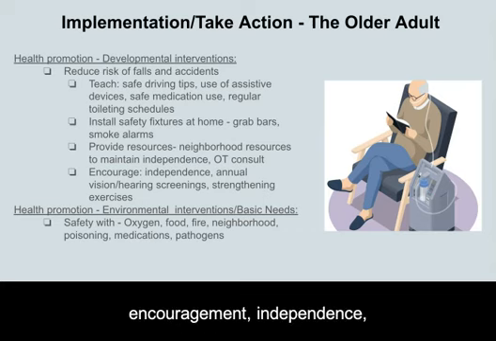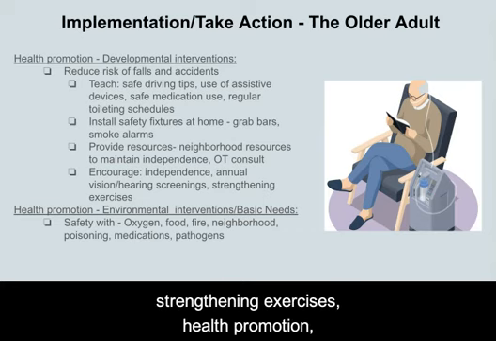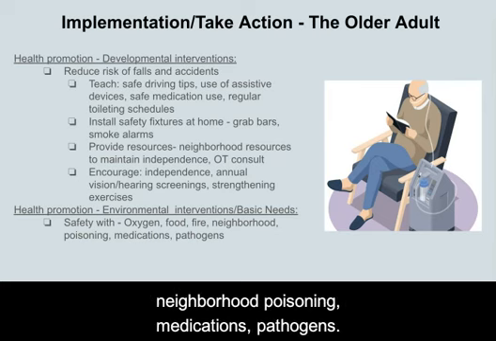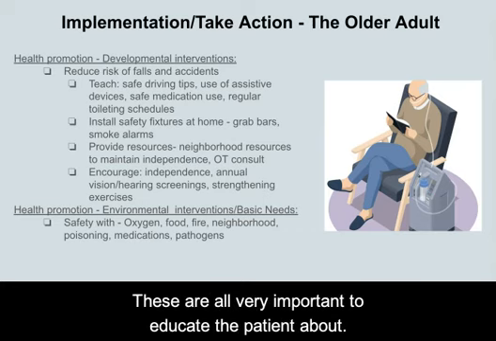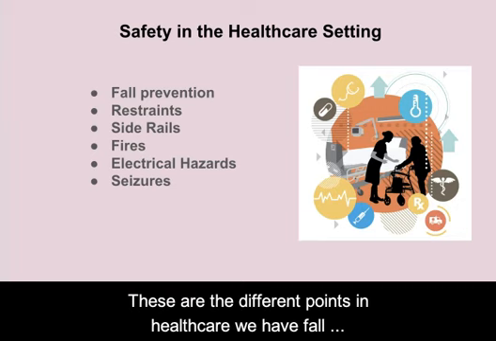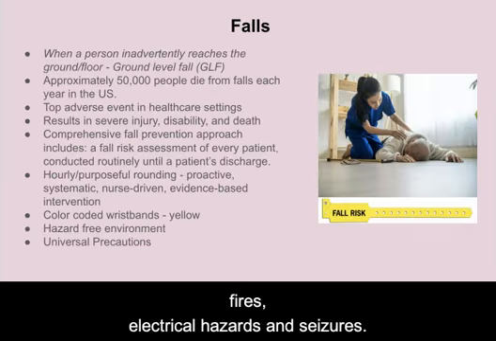Encourage independence. Annual vision and hearing screenings, strengthening exercises, health promotion, environmental interventions, safety with oxygen, food, fire, neighborhood, poisoning, medications, pathogens. These are all very important to educate the patient about. Now let's talk about safety in the healthcare. These are the different points in healthcare. We have fall prevention, restraints, side rails, fires, electrical hazards, and seizures.